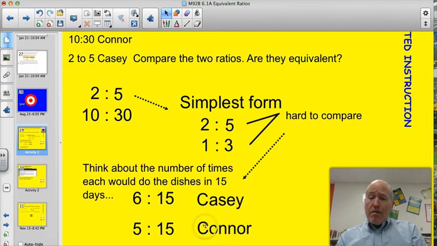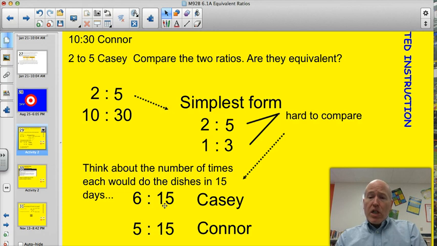Well, we see that Connor's doing a little bit less. He's doing 5 to 15 when we compare those ratios, and Casey's doing 6 to 15. So Connor's trying to outmaneuver his brother on this one. This is not fair. These ratios are not equivalent.